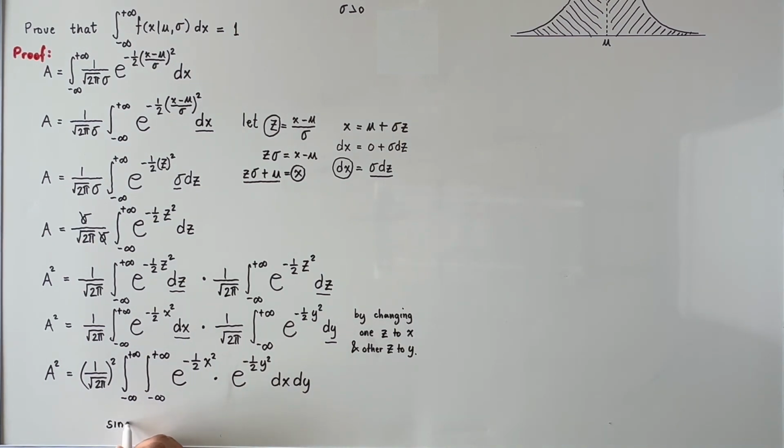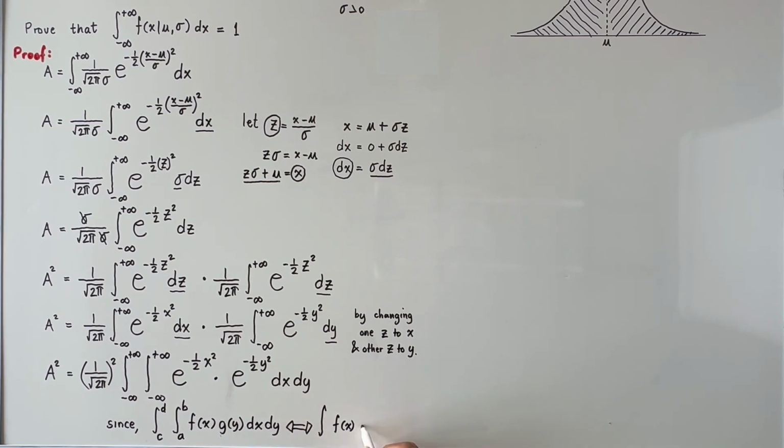And maybe you are asking, why this manipulation? The answer is that we know from our integral calculus subject that the double integral of the product of two functions f of x times g of y dx dy, integrating, say for example, from C to D, and this one is from A to B, is just equivalent to the integral of f of x dx from A to B times the integral of g of y dy from C to D. And we see that our expression is a product of these two integrals, but we write this one as this one.